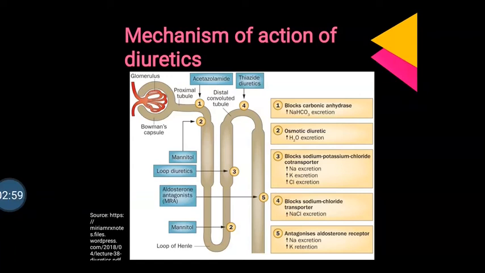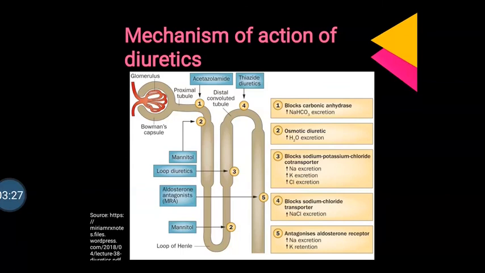Some drugs like loop diuretics act on the loop of Henle and block the sodium potassium chloride co-transporter and thereby increase the sodium excretion, potassium excretion and chloride excretion. Some drugs act on the distal convoluted tubule like thiazide diuretics and block the sodium chloride transporter. Some drugs act on the collecting tubule and antagonize the aldosterone receptor and thereby increase the sodium excretion and potassium excretion.